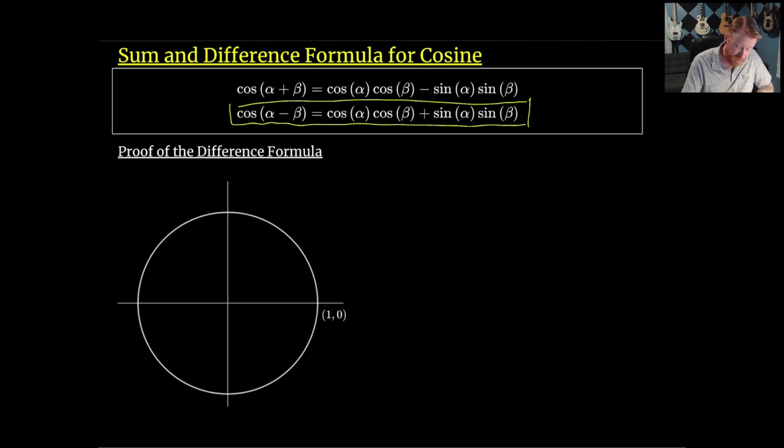So what I'm going to do first here is I'm going to consider this point. Let me write that a little better.